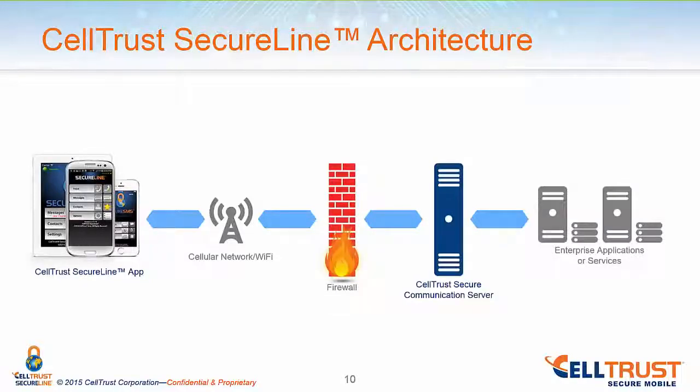I want to just highlight a quick architecture slide that illustrates what this communication looks like, where you have CellTrust Secure Line app users, and any communication that goes through that business app on the phone would be transferred over either the cellular network or the Wi-Fi network, going through the firewalls, ultimately getting to the CellTrust server, and connecting into the enterprise applications or servers of the organization, or in this case, connecting into the Guava system to be able to retain and archive that communication.